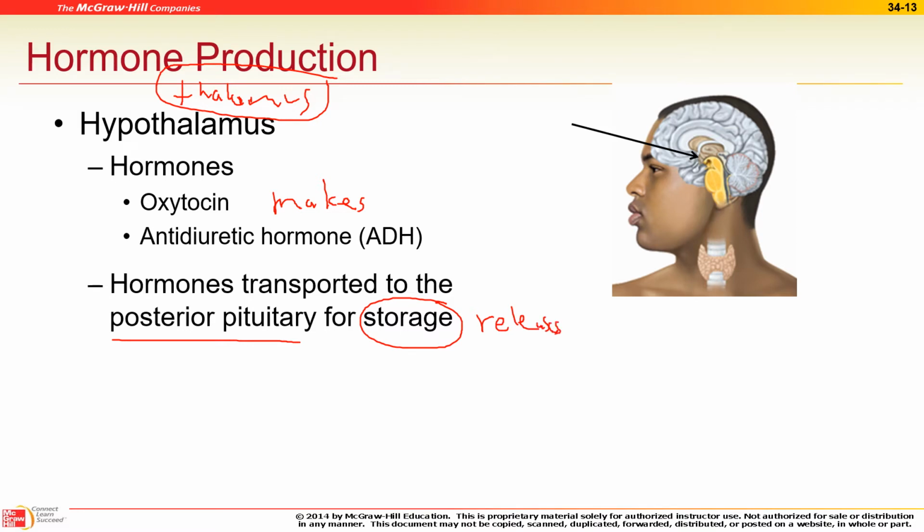So this might be a common question. Where is oxytocin made? And then which gland releases it? So this is more of the neural component, the posterior pituitary. So they'll call this the neurohypophysis.